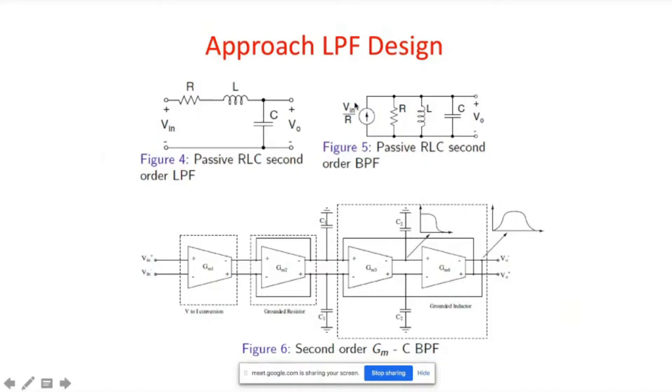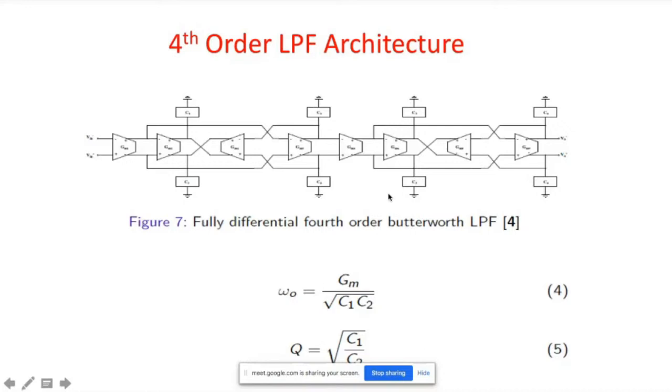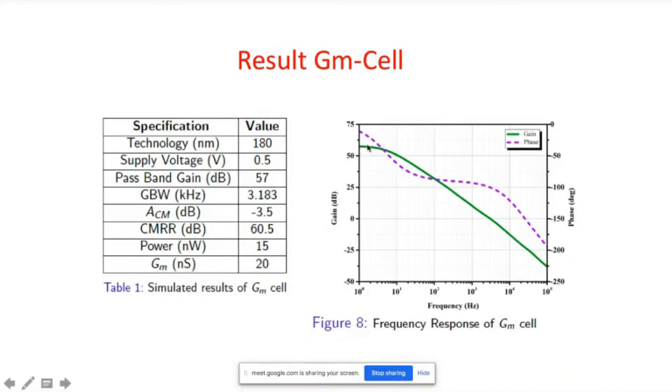Again, the same RLC circuit is used here. I have converted the voltage source into a current source with the resistance in parallel, so I_L and C. The same is implemented here, as proposed in the previous. We have a voltage to current conversion, a grounded resistor, and then a grounded inductor, which is a back-to-back connected GM cell. This is a fourth order filter where omega naught is this. It is a 180 technology, and the gain bandwidth in kilohertz is 3.183.